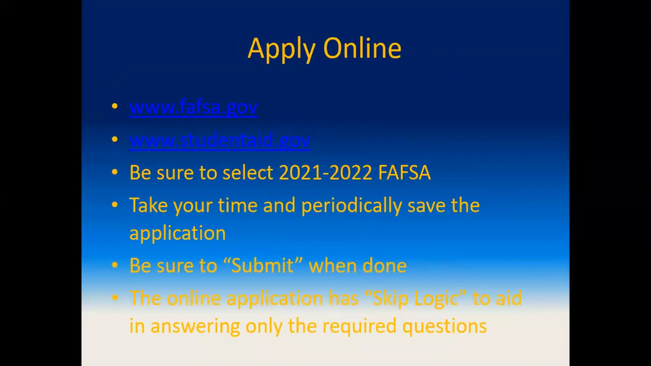The FAFSA is done online, and you can get to the FAFSA online by going to either of these websites, www.fafsa.gov or www.studentaid.gov. When you go to those websites, you'll be able to complete your FAFSA. You'll want to select the 2021-2022 academic year. Take your time and periodically save the application as you're going through it. And at the end, you'll want to make sure that you hit submit when you're done.